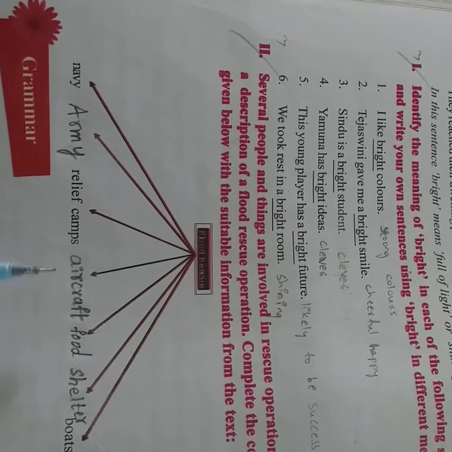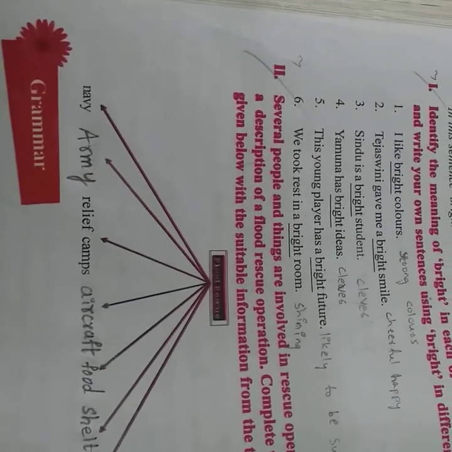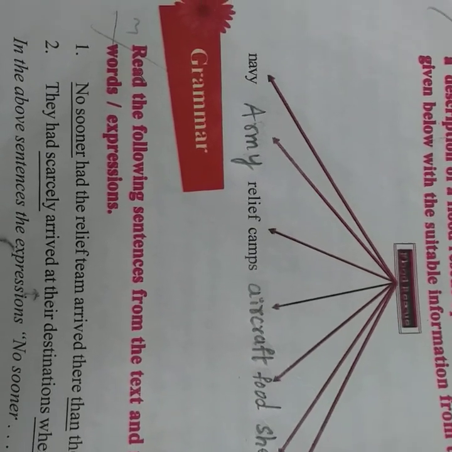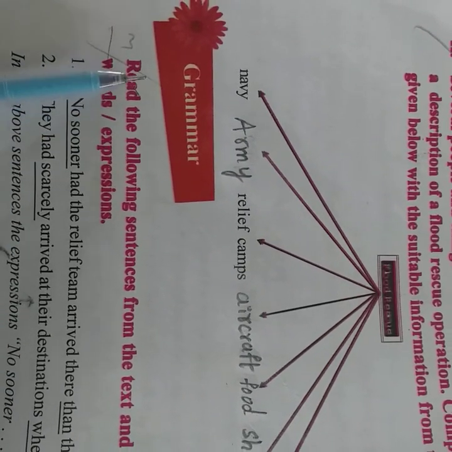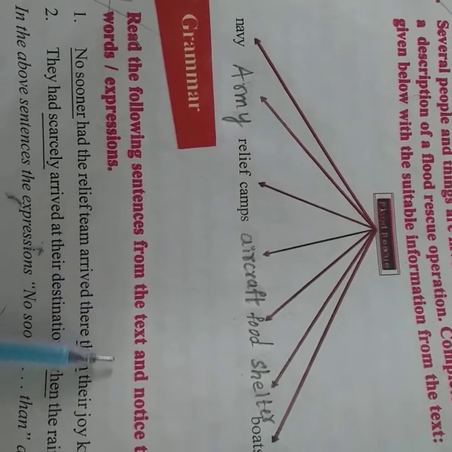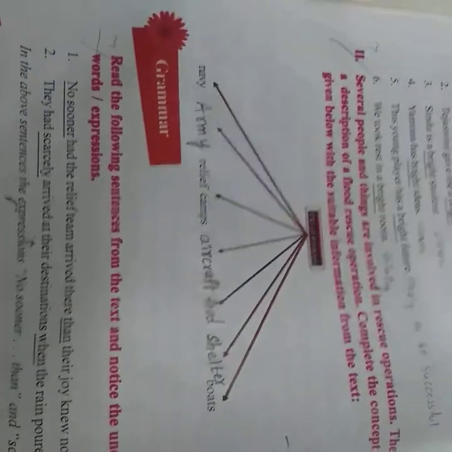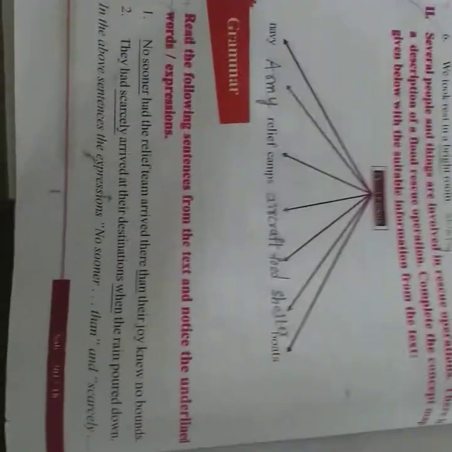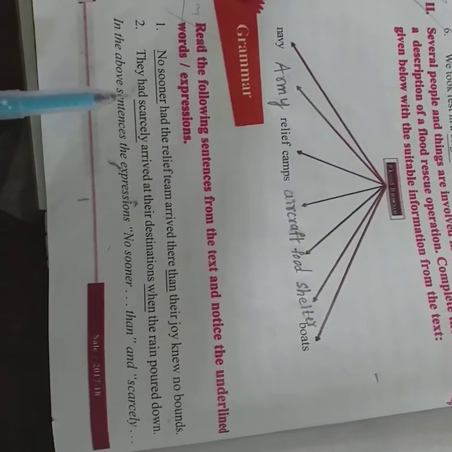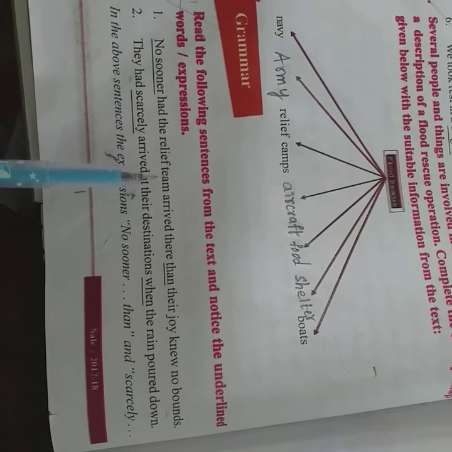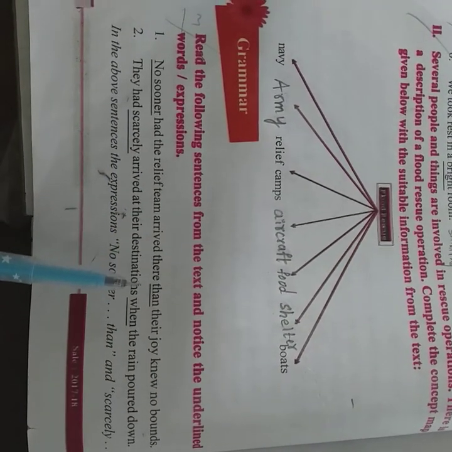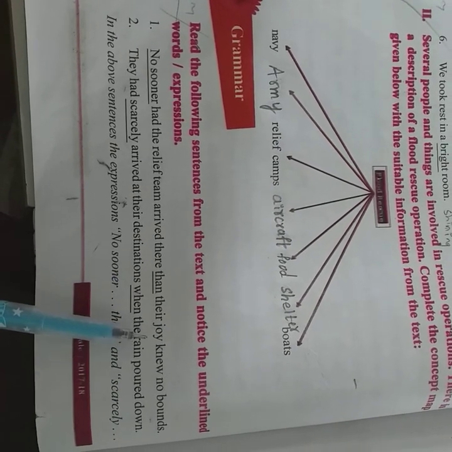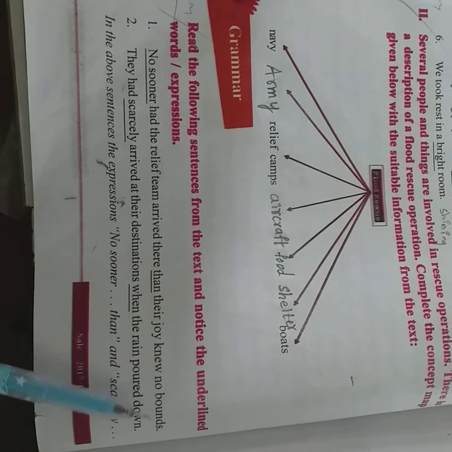So after completion of this, children, now see here, we are coming to the grammar part. Read the following sentences from the text and notice the underlined words or expression, children. Let us see here. I am going to read the first one. No sooner had the relief team arrived there than their joy knew no bound.